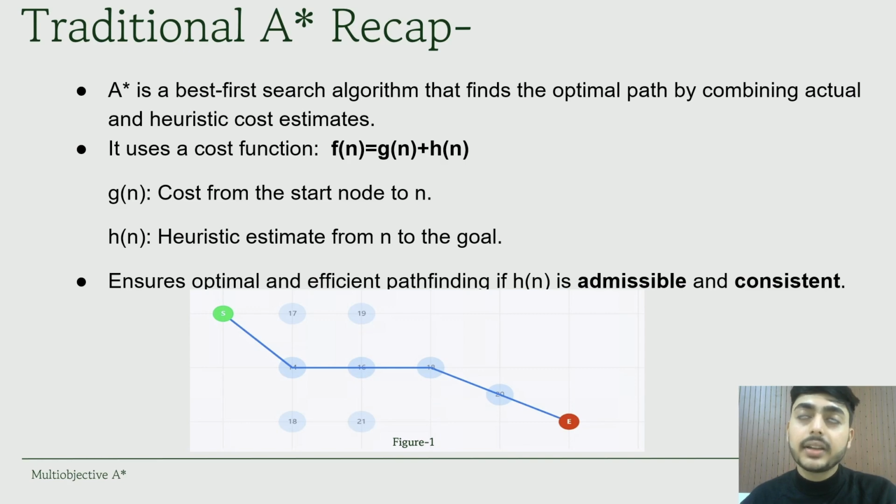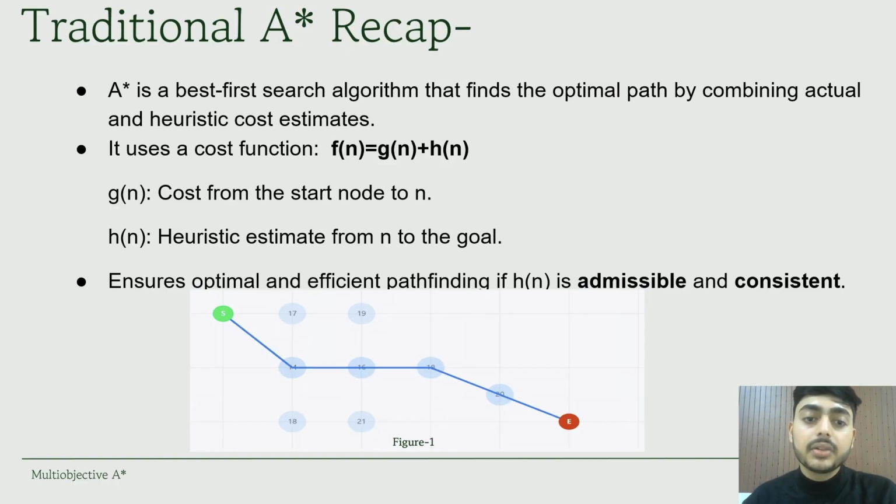Before diving into its brother, multi-objective A star, we'll first take a short recap of the traditional A star algorithm. A star is a best-first search algorithm that finds the optimal path by combining actual and heuristic cost estimates. It is given by the cost function f(n) = g(n) + h(n), where g(n) is the cost from the start node to the node that you are at.